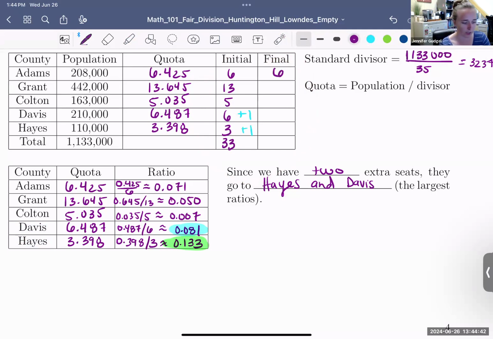So my final allocation is 6 for Adams, 13 for Grant, 5 for Colton, 7 for Davis, and 4 for Hayes. If I add all these together, I get the 35 seats that I was supposed to award. So these are my final allocations. One more example I really like, before you even go to the next video, go try it out on your own.